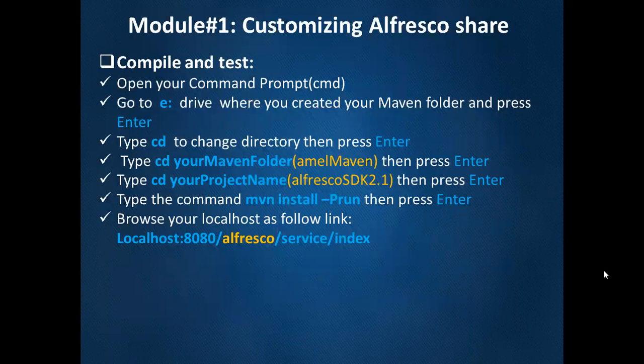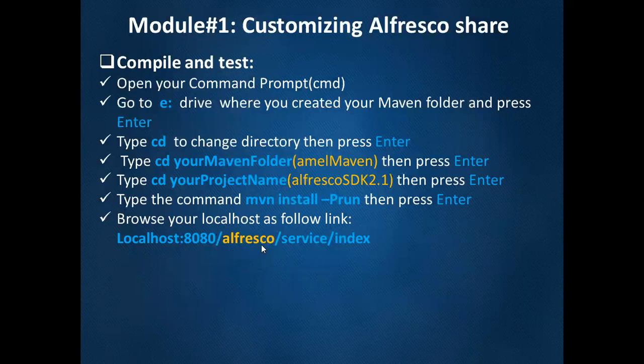Next, you will browse your localhost as follows, using this link: localhost:8080/alfresco/service/index. So here you will use the Alfresco tier, not the Share tier as we used to do before.